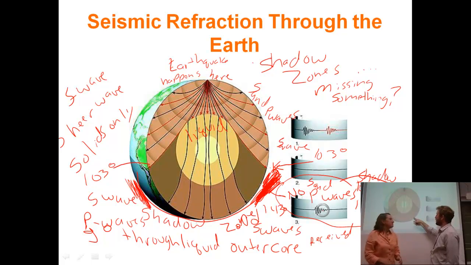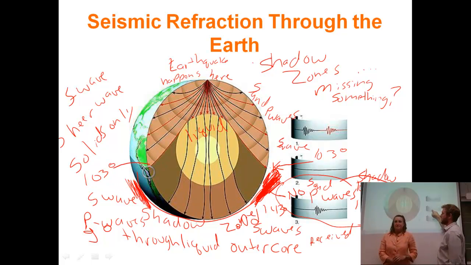And then if you were beyond this 143 degrees on each side, you would still feel a P wave. Correct. But only a P wave. Only a P wave. And no S wave. Right. And then between the 143 and the 103, you feel nothing. Correct. Wow.